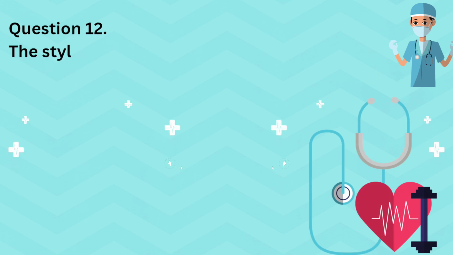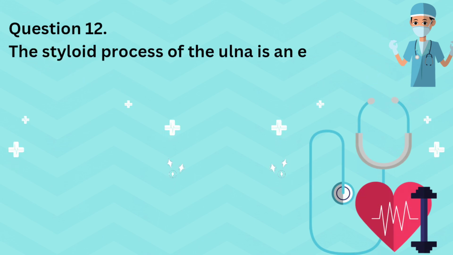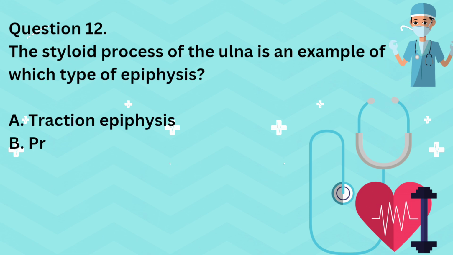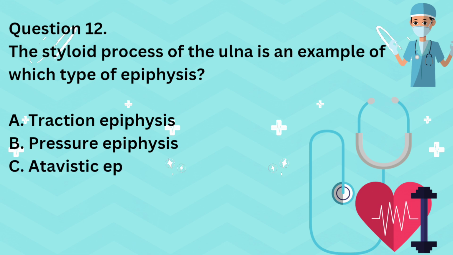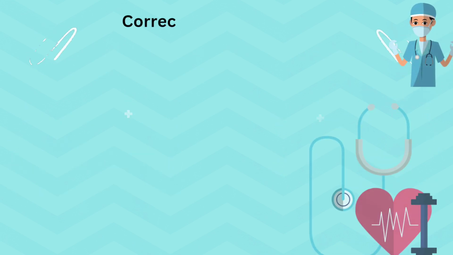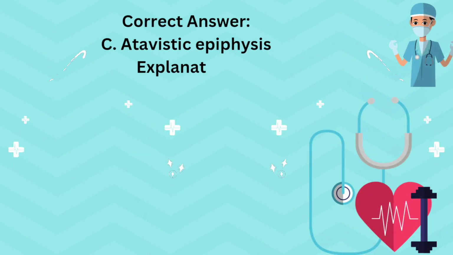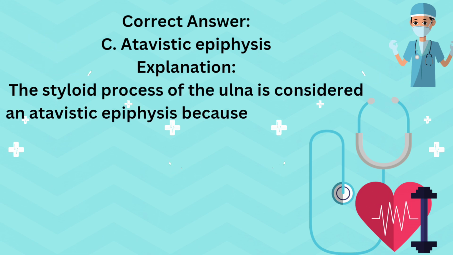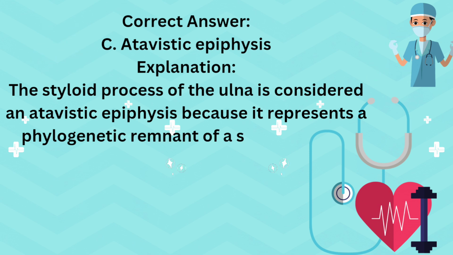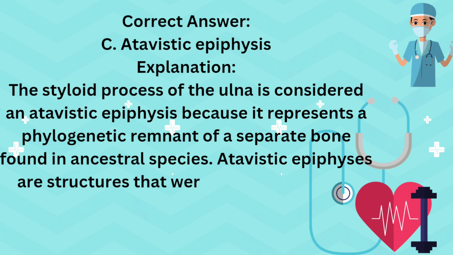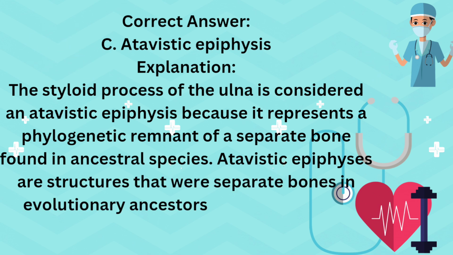Question 12. The styloid process of the ulna is an example of which type of epiphysis? A. Traction epiphysis. B. Pressure epiphysis. C. Atavistic epiphysis. D. Aberrant epiphysis. Correct answer: C. Atavistic epiphysis. Explanation. The styloid process of the ulna is considered an atavistic epiphysis because it represents a phylogenetic remnant of a separate bone found in ancestral species. Atavistic epiphyses are structures that were separate bones in evolutionary ancestors but have fused in humans.